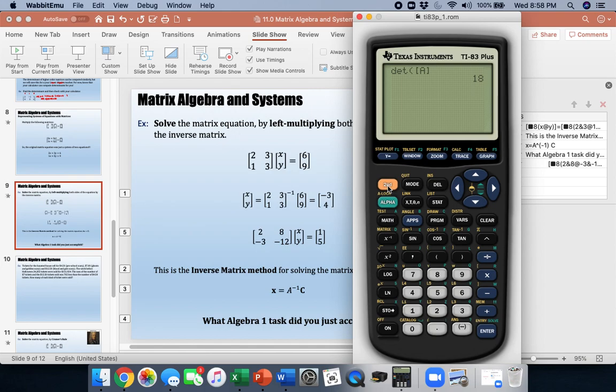And then you can just use your calculator and say, what I want to do is take matrix A, its inverse, A inverse, and multiply it times the answer matrix, which I put in matrix B. Bam! -3, 4. Oh, snap.